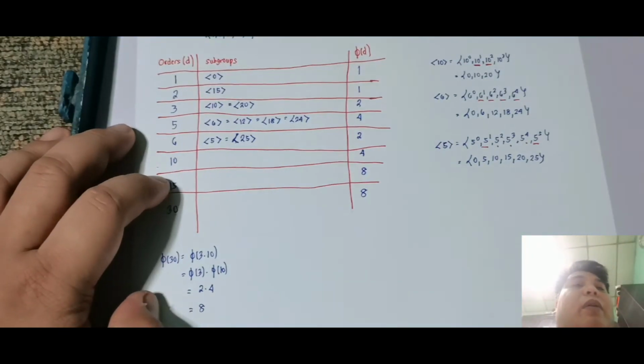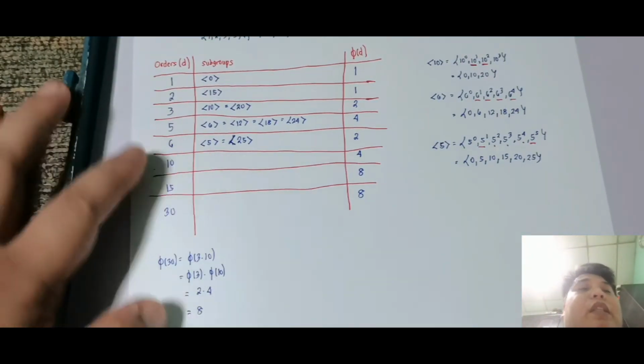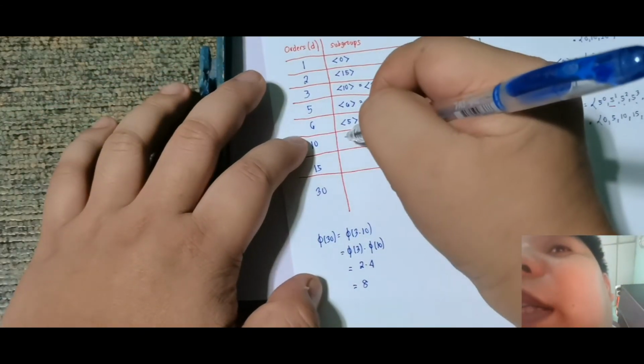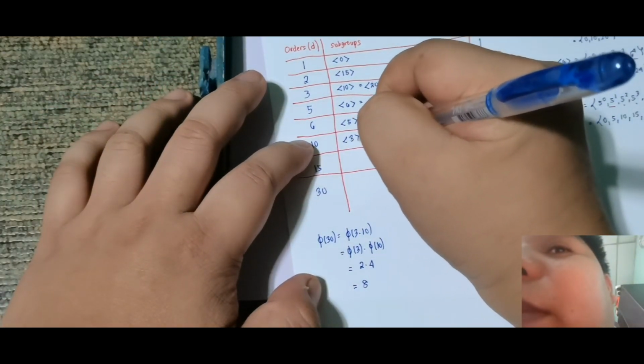Okay, so tama ako na 25 lang. Next is 4 daw pagdating kay 10. So kay 10, 30 divided by 10 is 3. So cyclic subgroup generated by 3 naman tayo.